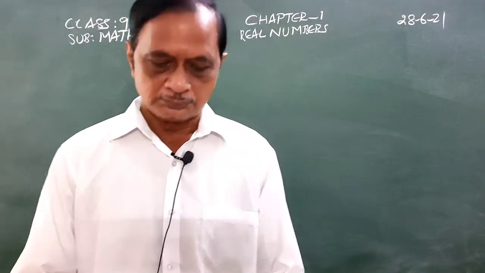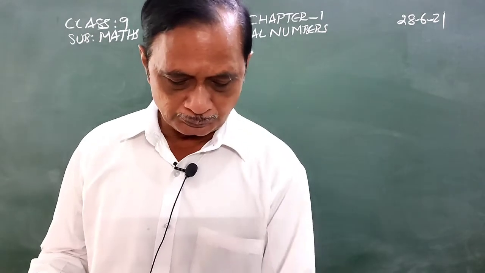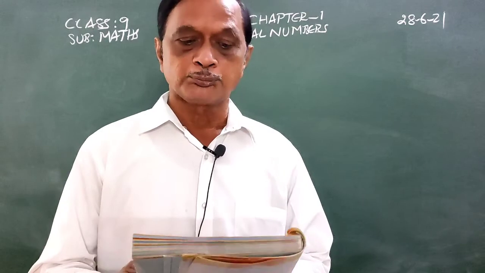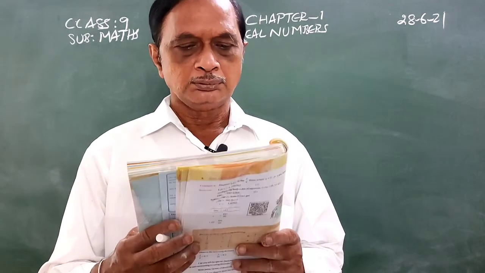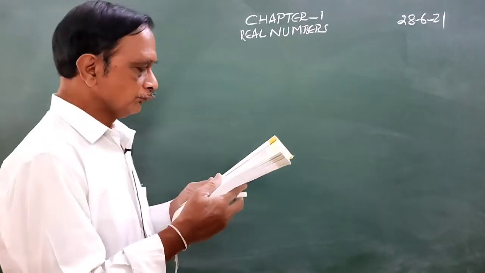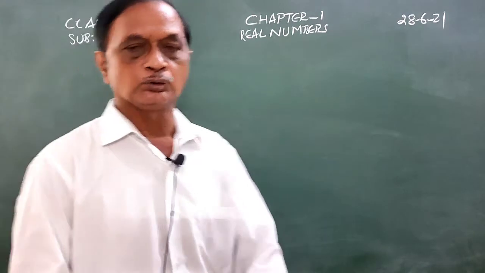Good morning, students. In the previous video, we have completed some of the problems related to finding the rational number between two given numbers, and we go through exercise 1.1, fourth one. Find three rational numbers between 3 by 5 and 2 by 3.